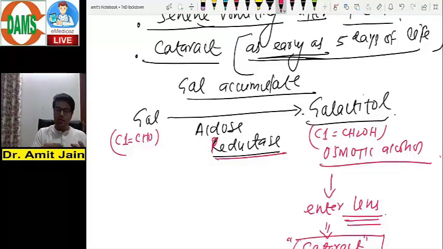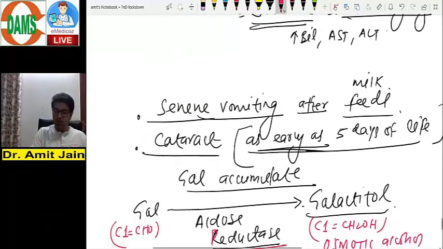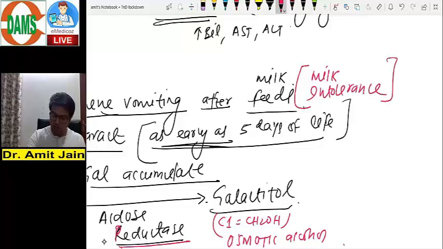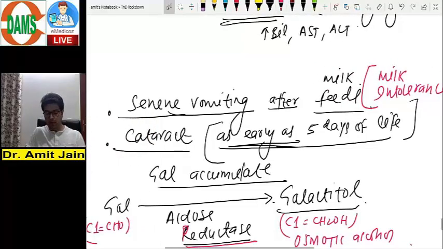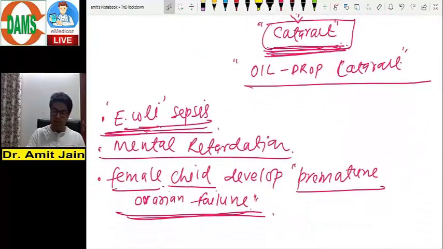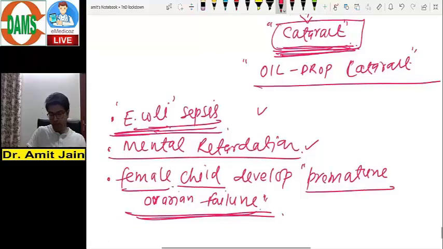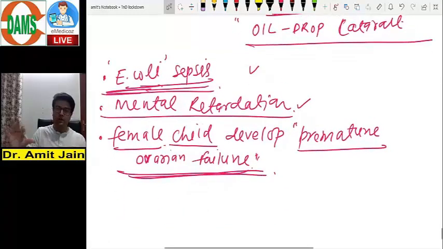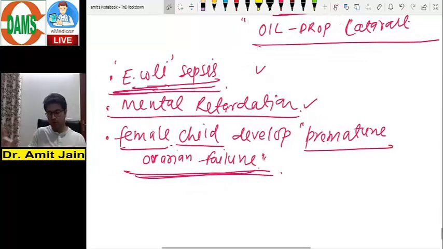Already the baby was showing signs of milk intolerance, right? So severe vomiting after milk feeds. So I can use a word for that, that is milk intolerance. So the baby is not tolerating the feeds. Fine. So these are some of the important features, right? Mental retardation, E. coli sepsis. Ultimately you will realize that these are all important points. These are all the things that you must remember.